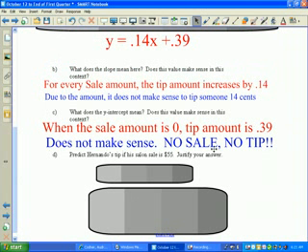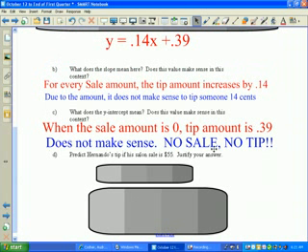So, doesn't make sense. No sale, no tip. So sometimes when you think of these things, you've got to think in a realistic way. Does it make sense for me to get a tip for doing nothing? Okay? And the last part: predict Hernando's tip if his salon sale is $55.